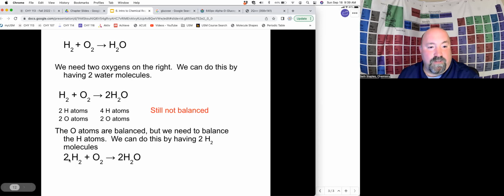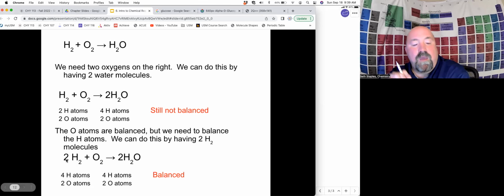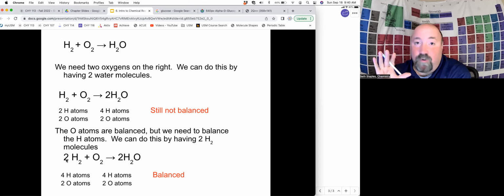And so I'm also going to say that I'm going to bring 2 hydrogen molecules to the party. Now the whole thing is balanced. This is what's known as balancing an equation. We balance equations to be sure that we have the same number of each type of element on both sides of the equation. I'm going to repeat that. Balancing an equation means that we have the same number of each type of element on both sides of the equation. That's all there is to it.